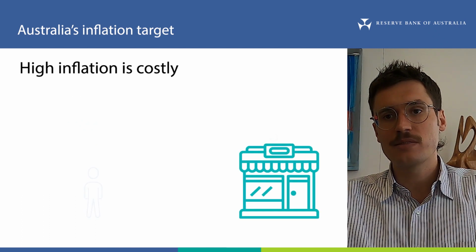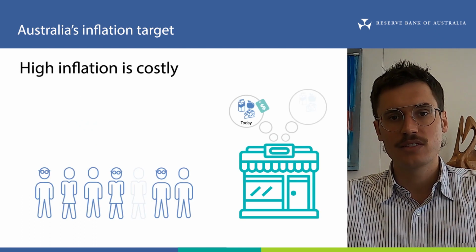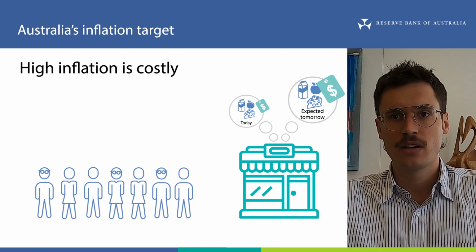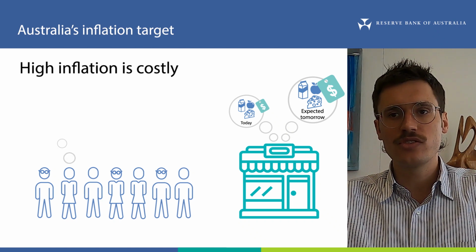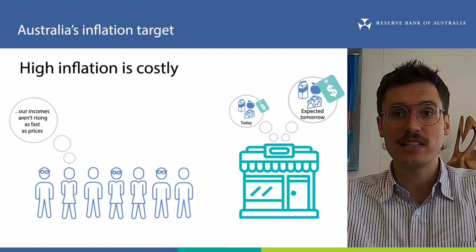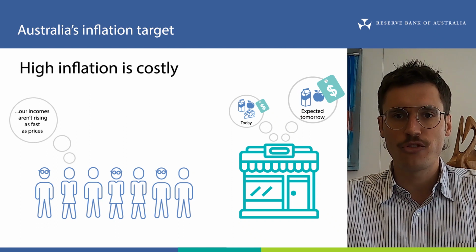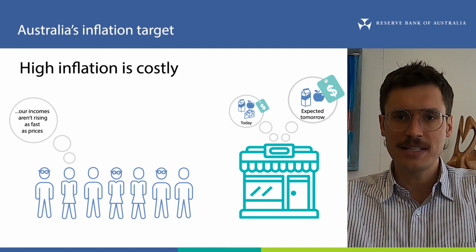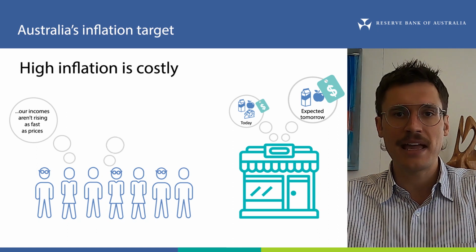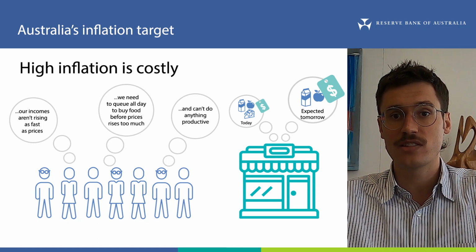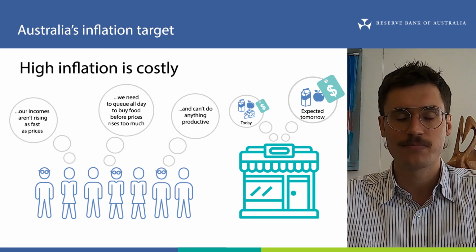Well, if prices rise by too much or too quickly, such that inflation is too high, it's very harmful for an economy. For example, if the prices of goods and services rise faster than people's incomes, then they'll be able to afford fewer goods and services than before. In extreme instances, this can lead to people abandoning productive activities to make sure they can buy basic goods and services before prices rise too much.